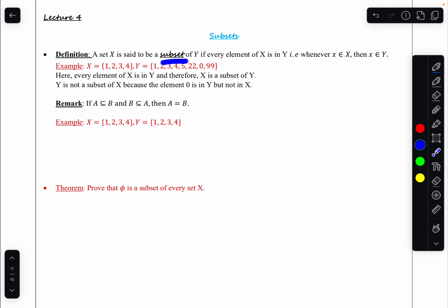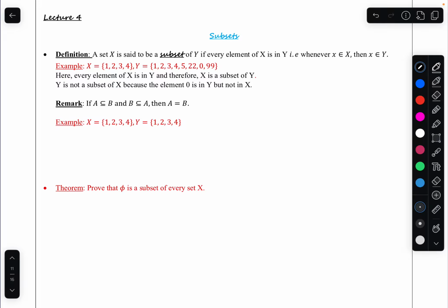The definition says every element of X should be in Y if we are saying that X is a subset of Y. So in this particular case, X is a subset of Y, but then Y is not a subset of X, because if you see the element 5, it is not there in X. If I want to assert that the set Y is a subset of X, I should show that every element in the set Y is there in X. But since 5, 22, 0, 99, none of these four are there in X, that means Y is not going to be a subset of X.